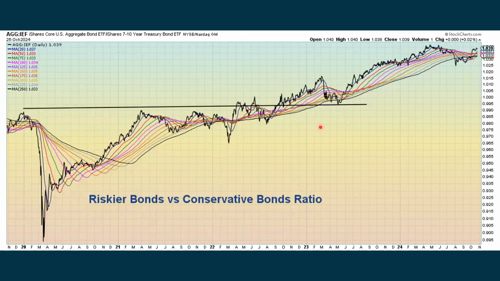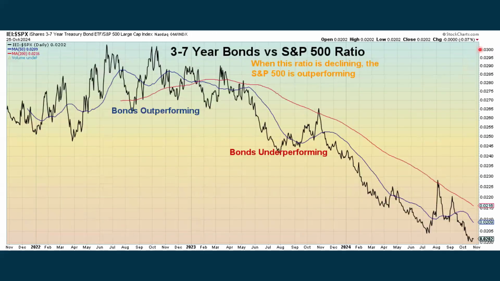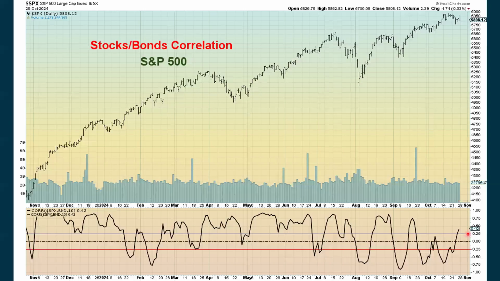Then we do a ratio between riskier bonds like junk bonds and more conservative bonds like government bonds. And we really saw this ratio coming down, but now it's starting to go back up as folks are getting more into the riskier junk bonds because they give a higher yield and they're willing to take on that risk. And then we look at another ratio of 3 to 7 year bonds to the S&P. When this is going down like it is now, that means bonds are underperforming stocks.